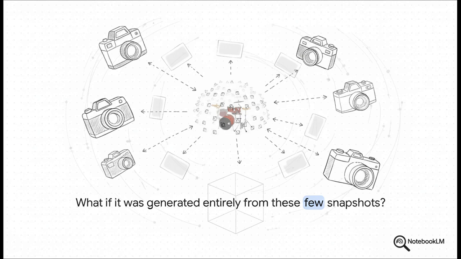It's a completely new view generated by an AI that only ever saw a small handful of snapshots of the drum kit from just these positions you see here. So that's the big question. How on earth can a computer create something so incredibly real from so little information?